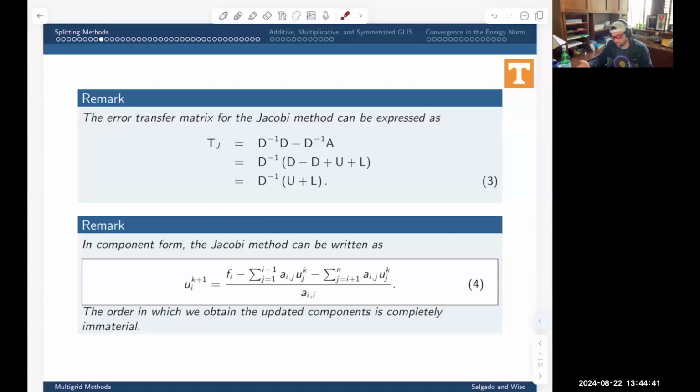Now that differs from what we'll find with the Gauss-Seidel methods, either the forward or the backward. It turns out the order in which I do that update is very important. In fact, it can only really be done in one way. So we'll get to that in a moment.